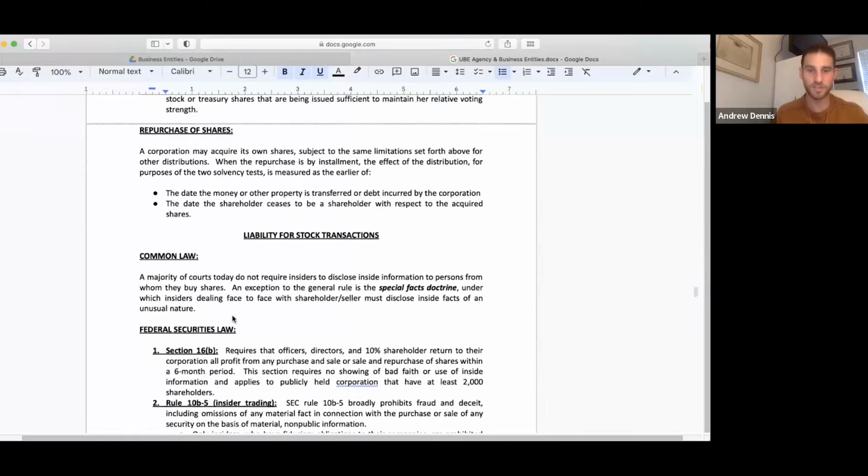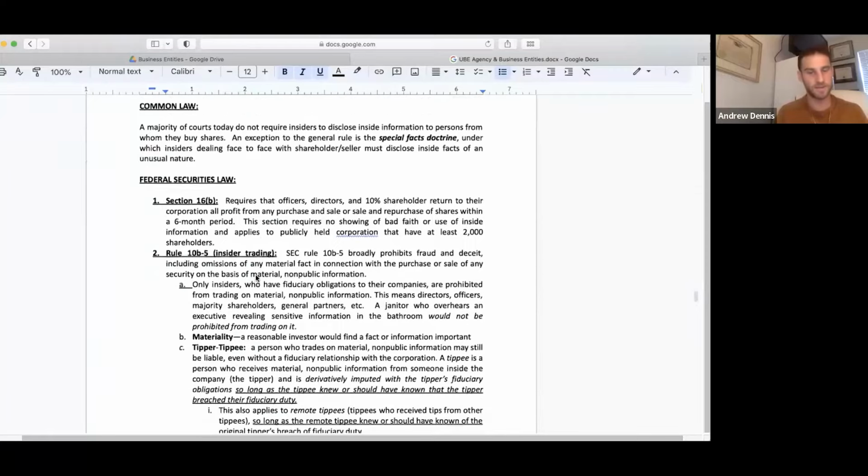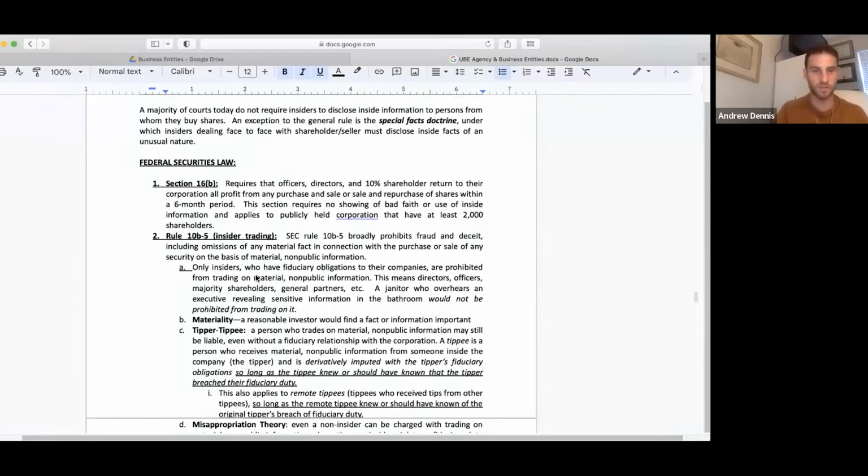So, liability for stock transactions. A majority of courts today do not require insiders to disclose inside information to persons from whom they buy shares. An exception to the general rule is the special facts doctrine, under which insiders dealing face-to-face with shareholder sellers must disclose inside facts of unusual nature. So definitely important to know the 10b-5 rules, the tipper-tippee laws, and insider trading.